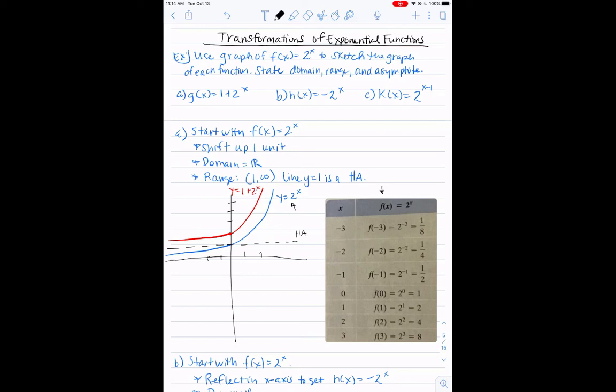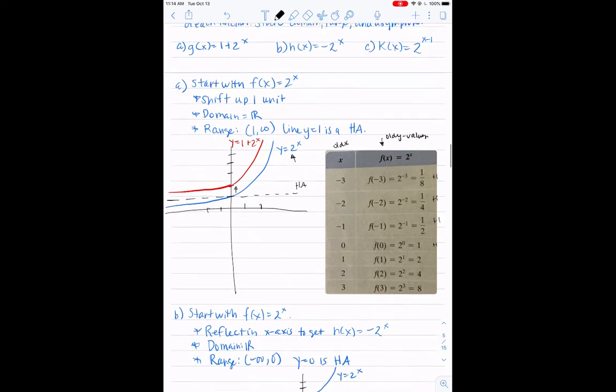f of x equals 2 to the x. So these are our old x and our old y values. But for a, we're shifting up 1 unit. So we're basically adding 1 to all these to get our new y values. And we don't do anything to the x, so we keep our x values. So basically, I'm just moving all the points up 1, so I'm shifting up 1.